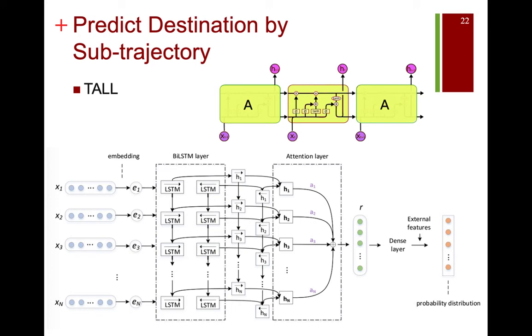Some other techniques are also applied to enhance the performance of the prediction, such as the attention neural network. Eventually, the output of the model will be represented by a vector, where each element in the vector indicates the probability of one grid cell being the destination of the input sub-trajectory.